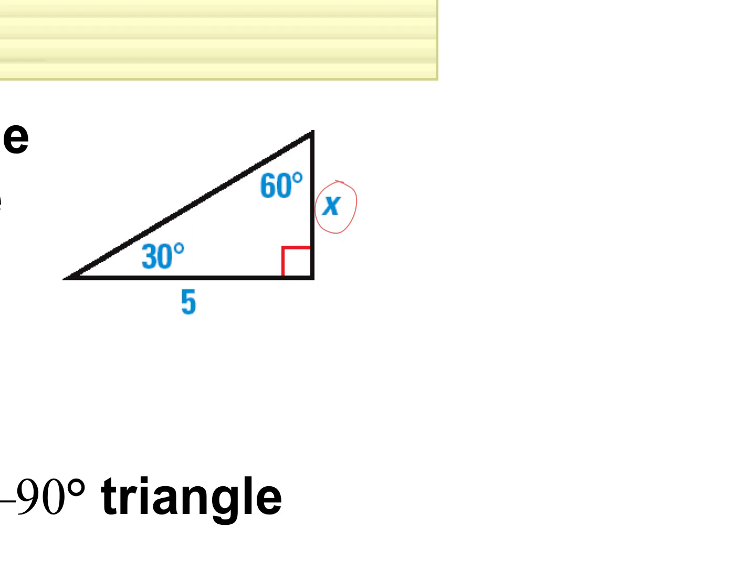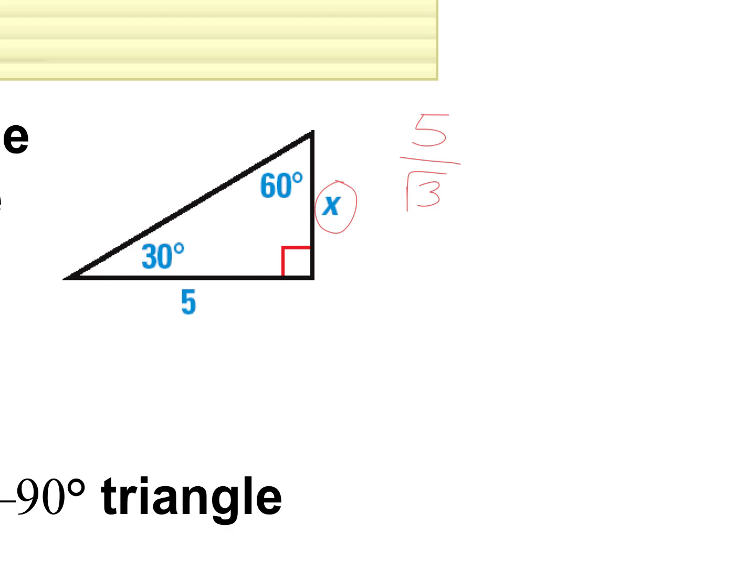What did they give us, though? They gave us the long leg. So think of 45, 45, 90. If they gave us the hypotenuse, what did we do to go back? We divided, okay? So if they gave us the long leg, which is 5, how am I going to go back to the short leg? Divide by square root of 3. Yep, so I'm going to take 5 divided by the square root of 3.